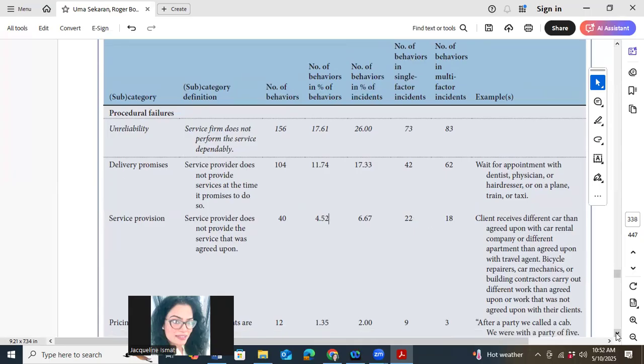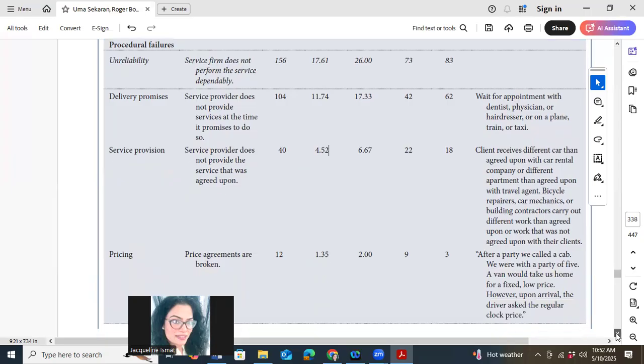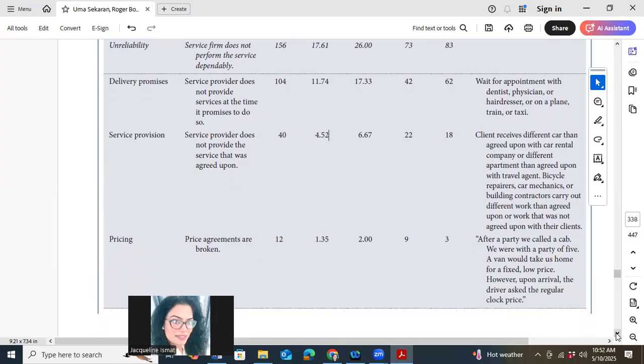What does this mean? For example, clients receive different cars than agreed upon with the car rental company, or a different destination than agreed upon with the travel agent. Bicycle repairs, car mechanics, or building contractors carry out different work than agreed upon with their clients. If numbers tell you something, there is their significance.